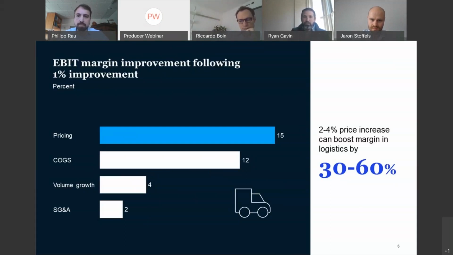In logistics, it's particularly important because we frequently think about thin margins. That pricing improvement can change your margin percentage by 30 to 60% many times. So it has a dramatic impact on what the actual margins are and the dollars flowing through to the business.